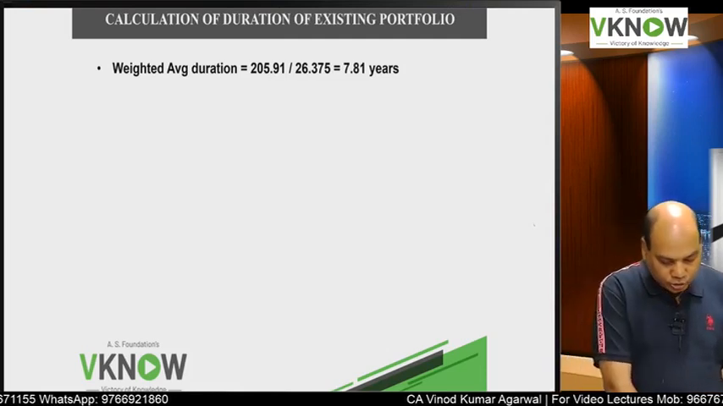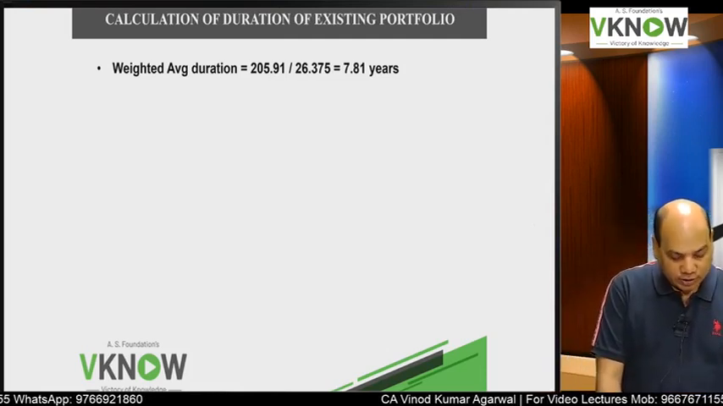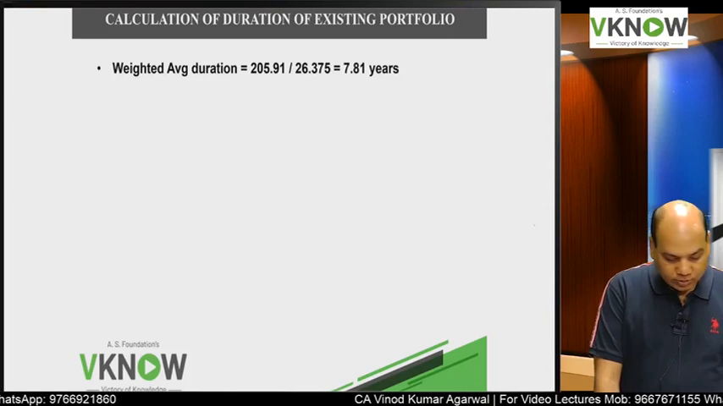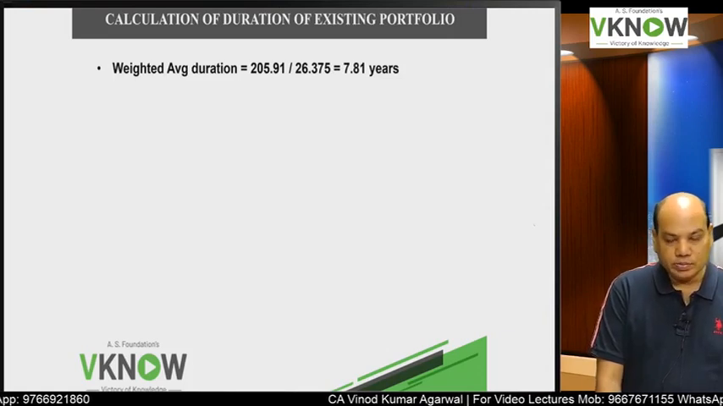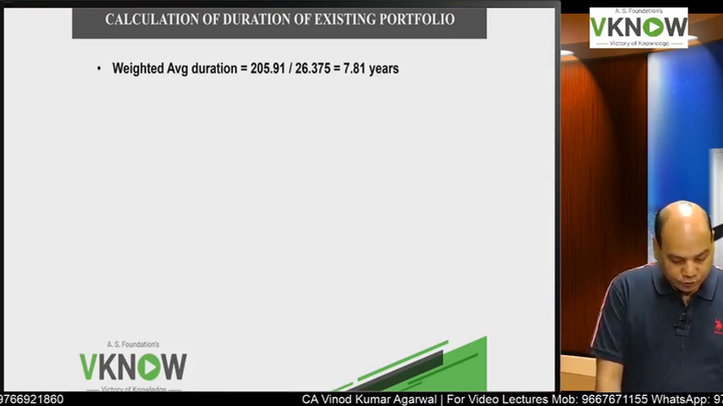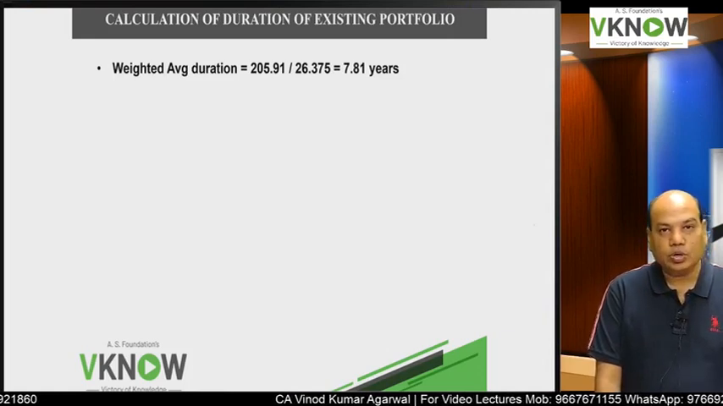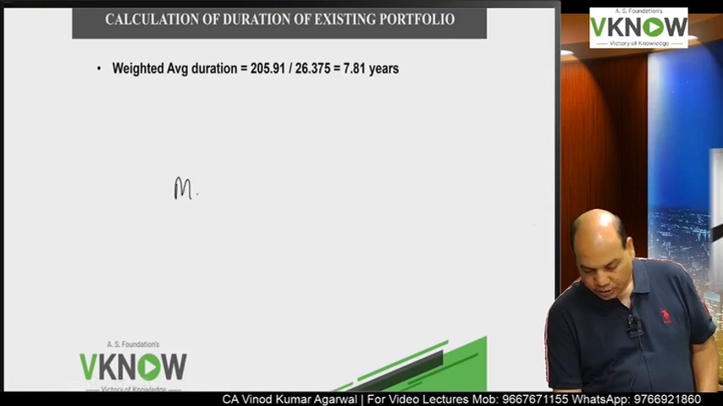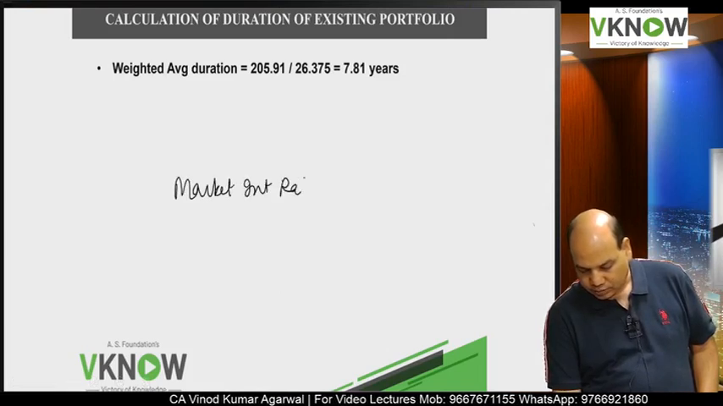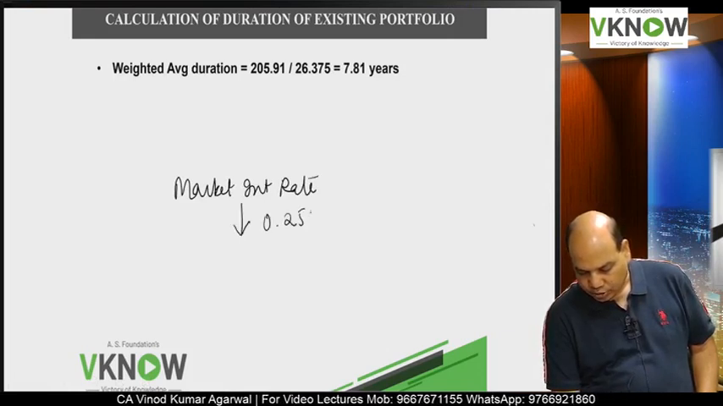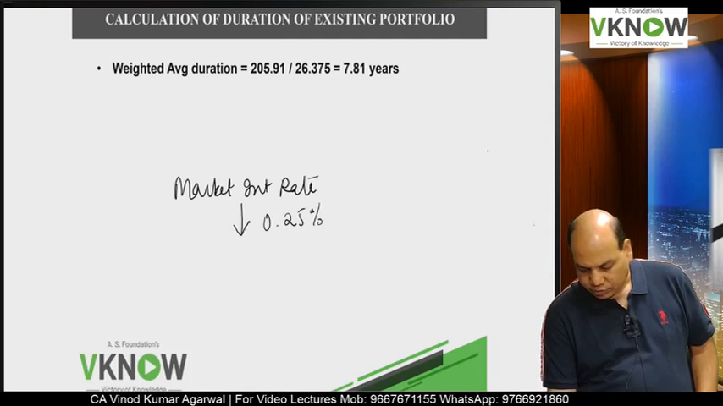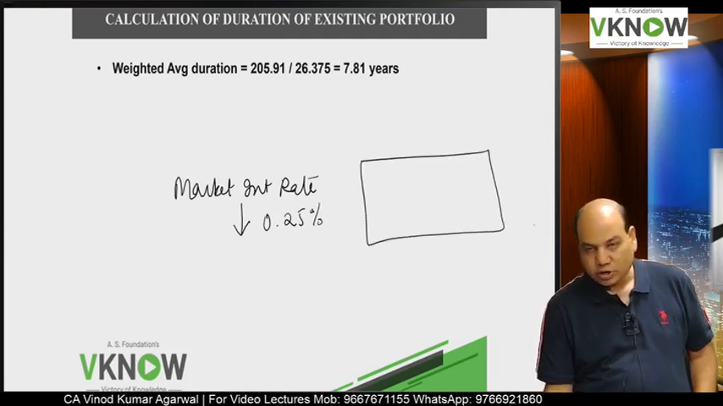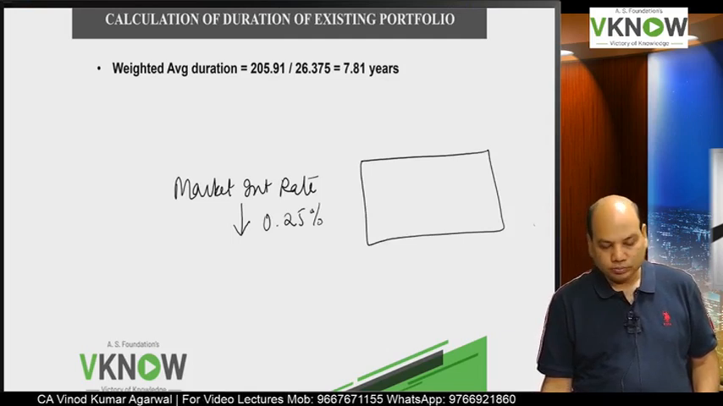Now please come to your question. It is written, what is a suitable action to churn out investment portfolio if you are expecting interest rate will go down by 25 basis point? So if market interest rate will go down by 0.25%, what will you do with respect to your portfolio?